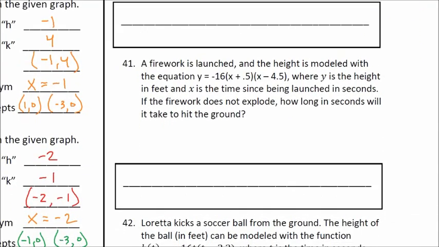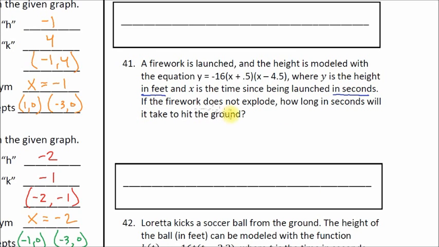Take a look at number 41. A firework is launched, and the height is modeled with this equation, y equals negative 16 x times x plus 0.5 times x minus 4.5. I'm going to stop right here. That's intercept form, class. Let's hope they ask us for intercepts. Where y is the height in feet and x is the time since the ball is launched in seconds.